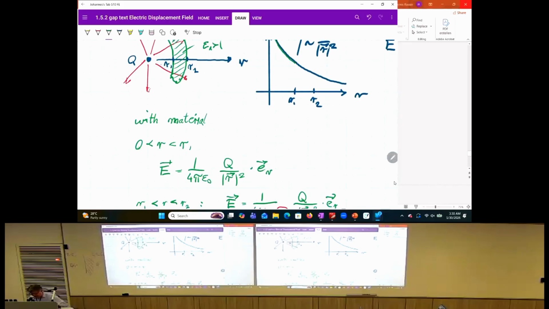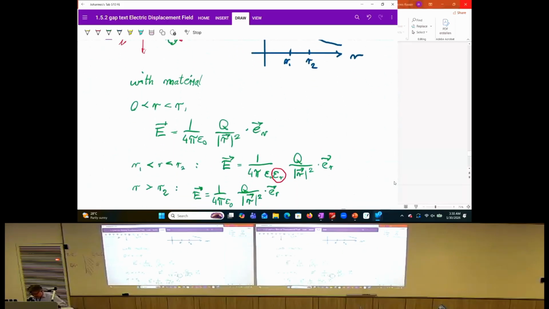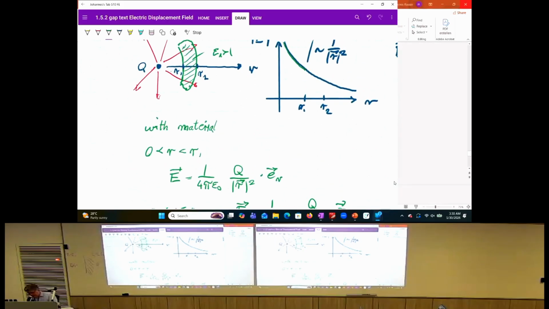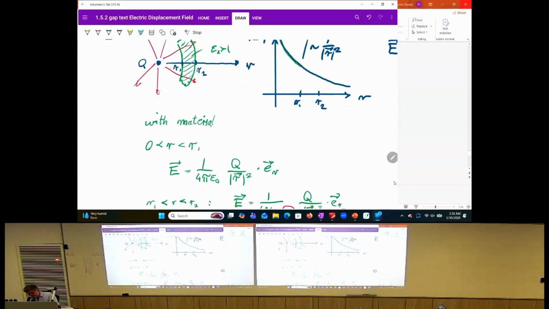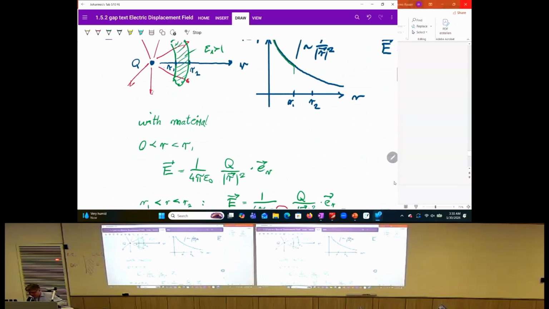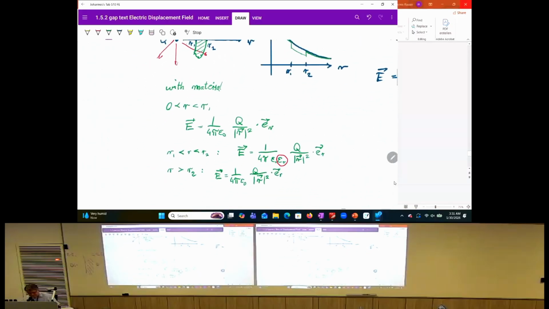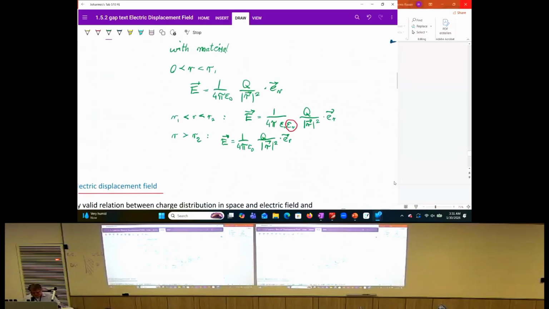But then you see, as we enter the material, due to the polarizability of the material and the fact that it has a permittivity which is different from the one of free space and which is always larger than the one of free space, the electric field drops here. But then as we leave this material, it gets back to the value that we had for all vacuum.